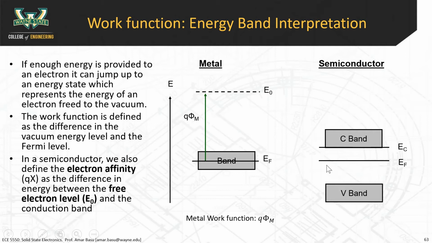But the work function is defined similarly to the metal. The work function is defined with this E0. E0 represents an electron that is freed from the lattice. It's completely out of the semiconductor material. So let me remind everyone what these different energy states mean. If an electron is in the valence band, what does that represent physically? It's in the orbits, in the covalent bonds, correct. So an electron that's participating in the covalent bonds is part of the valence band.